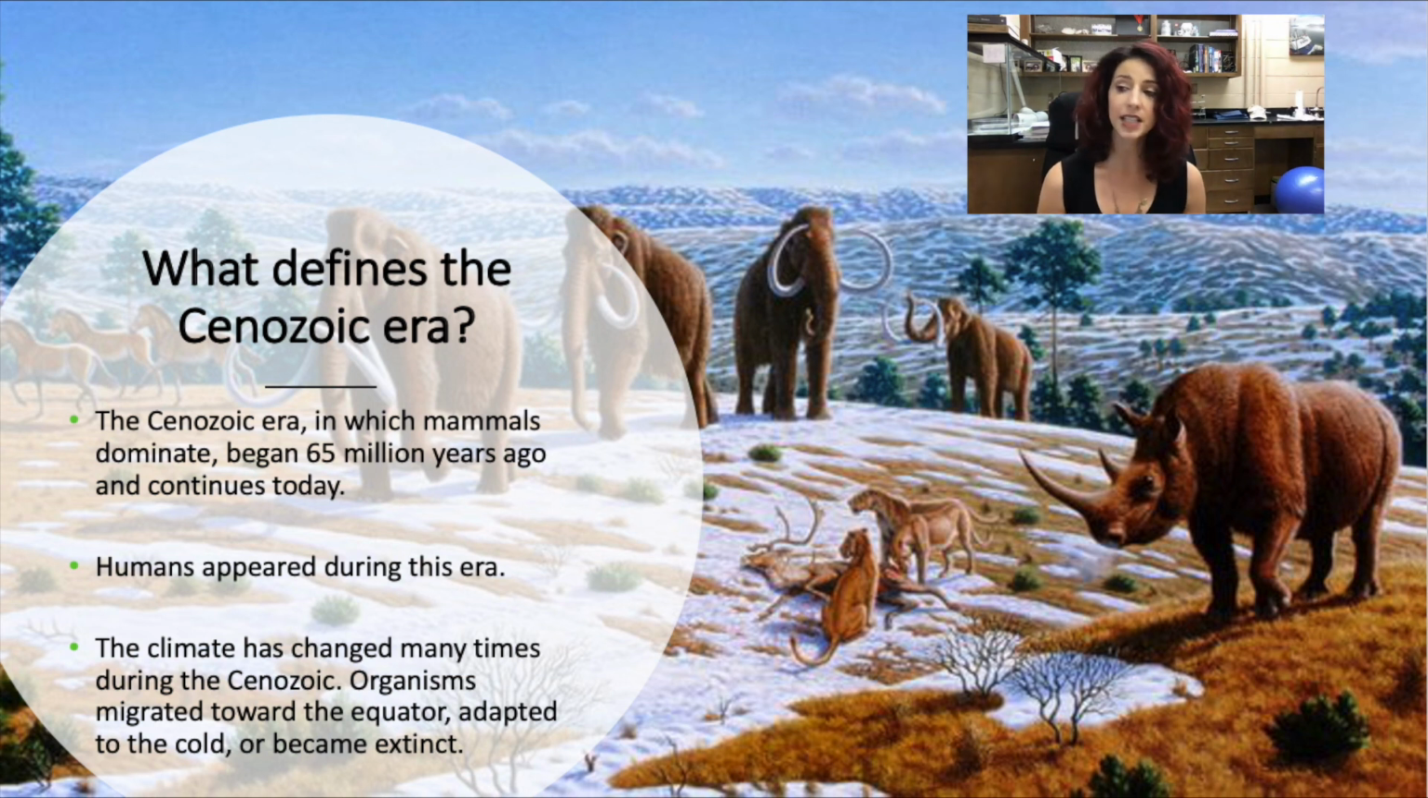So as I mentioned previously in the lecture, after the fall of the dinosaurs, this really allowed an ecospace to open up and allow mammals to take over. Humans also appeared during this era, during the Cenozoic. And what's very interesting is the climate changed many times during the Cenozoic. Organisms, in order to adapt and survive, had to migrate closer to the equator so they could remain warmer, and they adapted to the cold, or they just became extinct because they could not keep up with the external pressures of their environment.